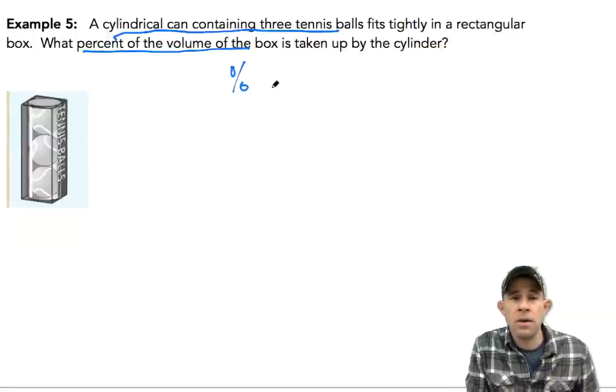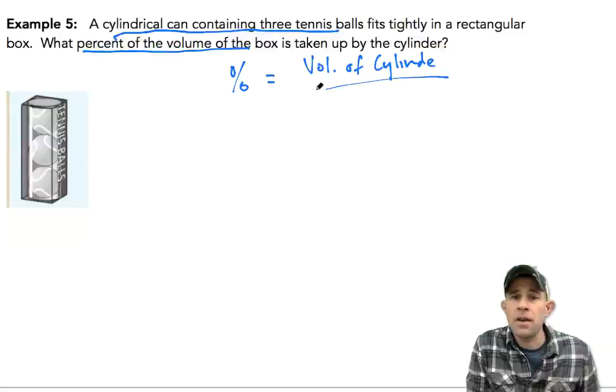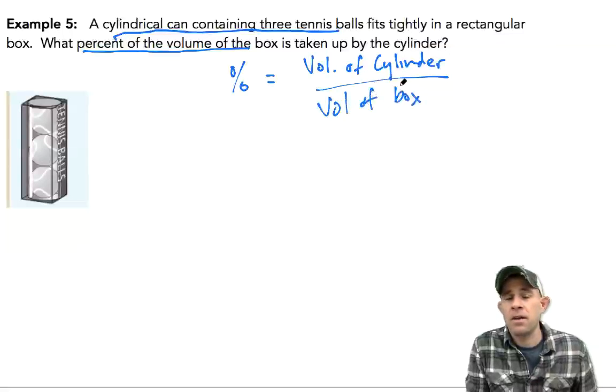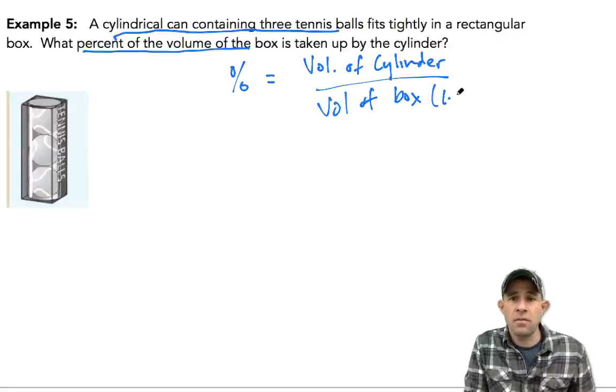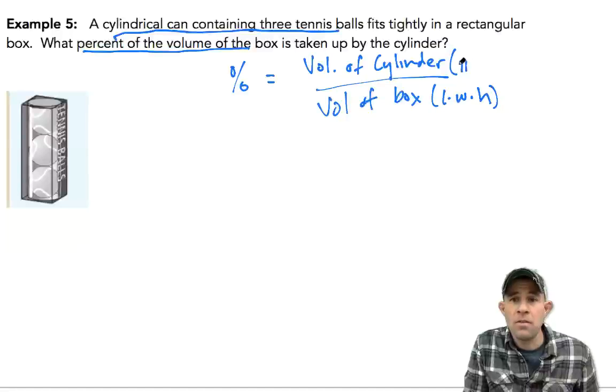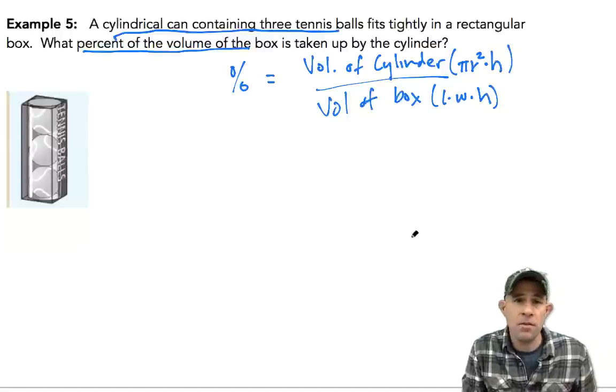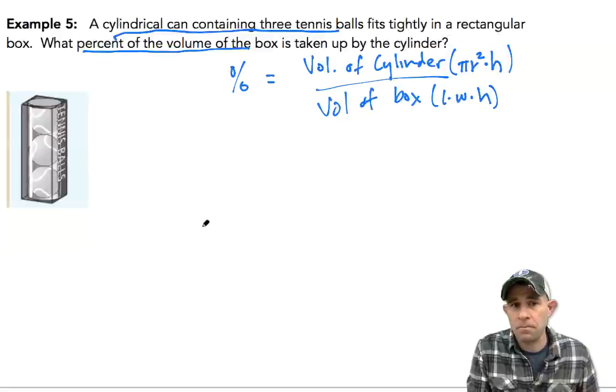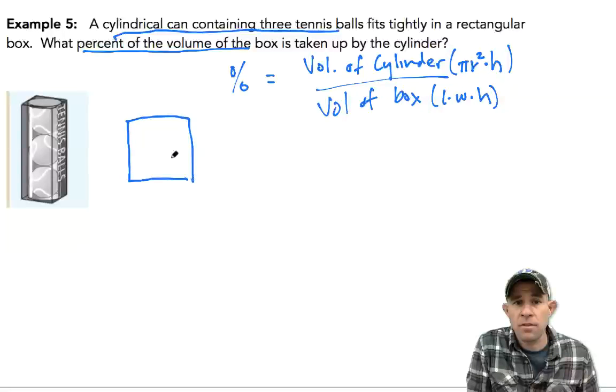Well, if we're thinking in terms of percent, then we need the volume of the cylinder divided by the volume of the box. Now, the volume of the box is just length times width times height. And the volume of the cylinder is the area of a circle, pi r squared, times its height. All right, so that means we've got to do a little bit of figuring out here what some of these dimensions are. So first of all, let's just draw a bird's eye view of this box.